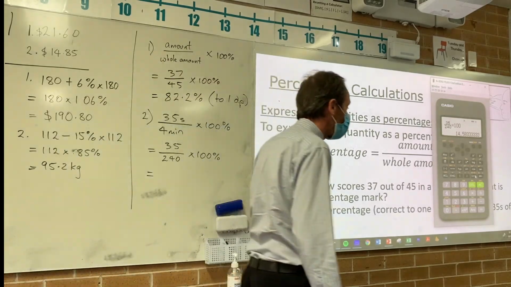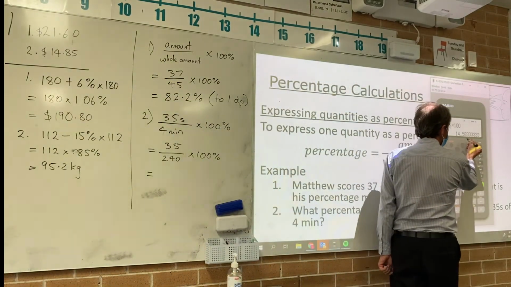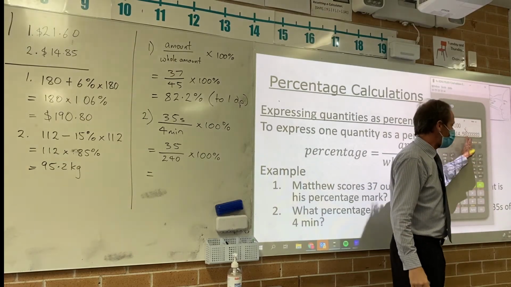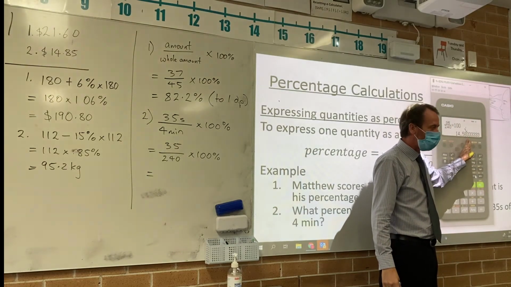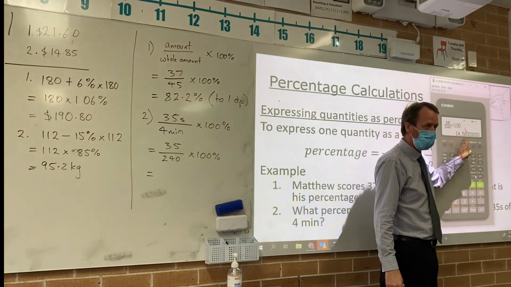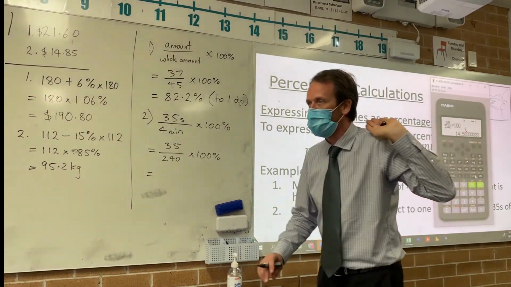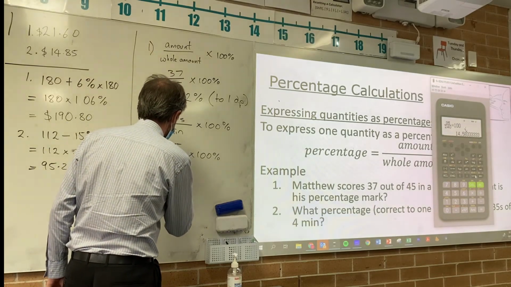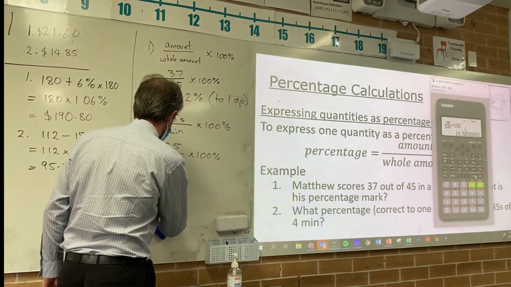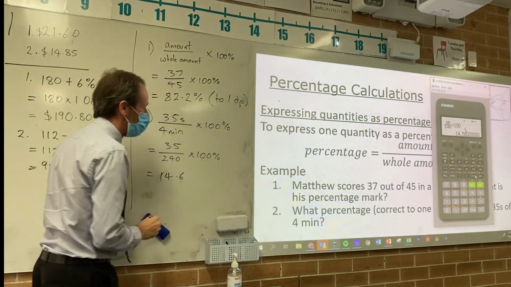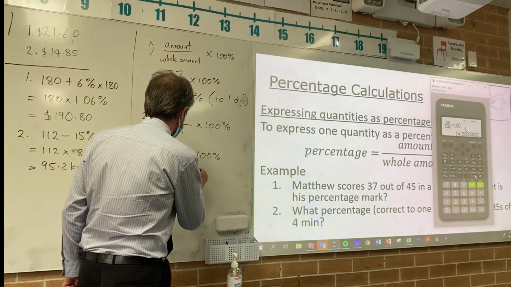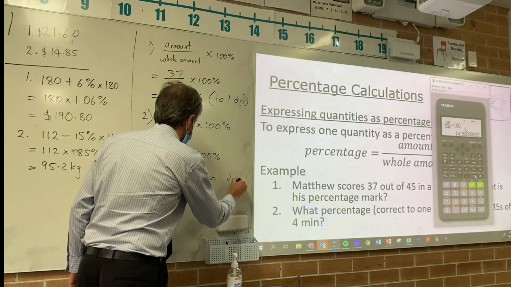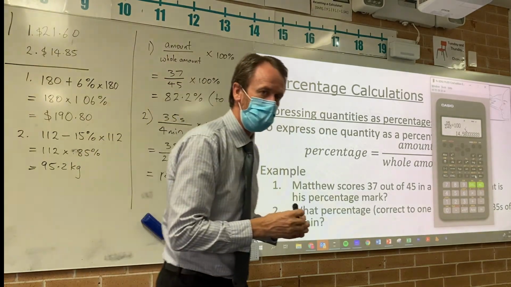So what is it? 14.6. What do I do? I look at the second number after the decimal point. If it is 5 or more, then the first number needs to go up. If it's less than 5, it stays as it is. So in this case, it's 14.6%. And again, I like to write one decimal place, just so it's really clear that's what I've done.